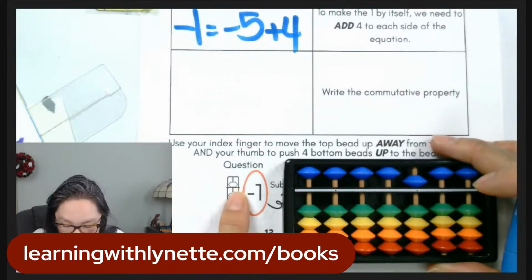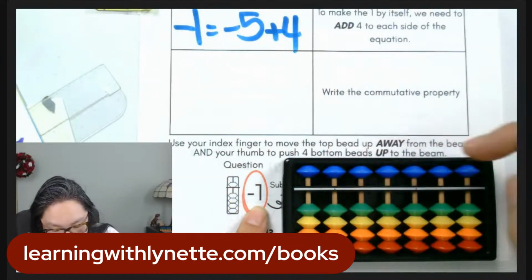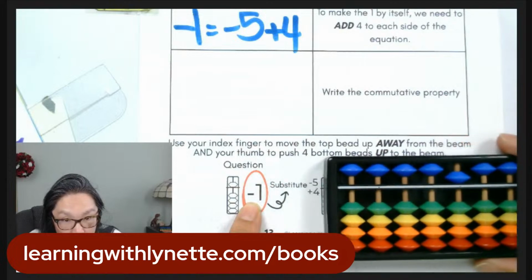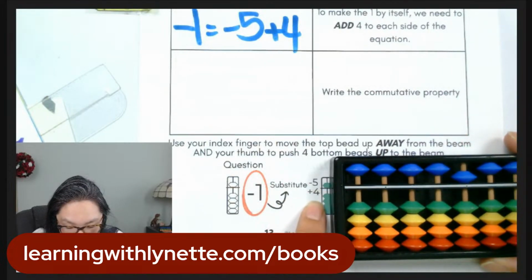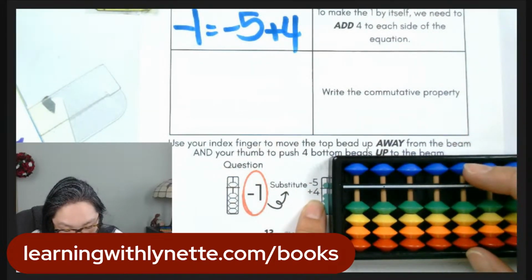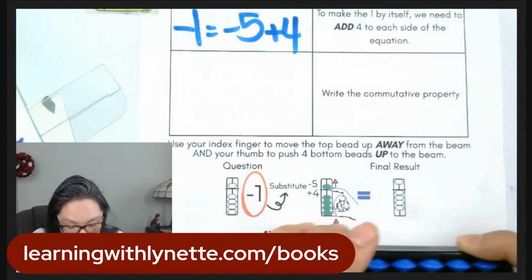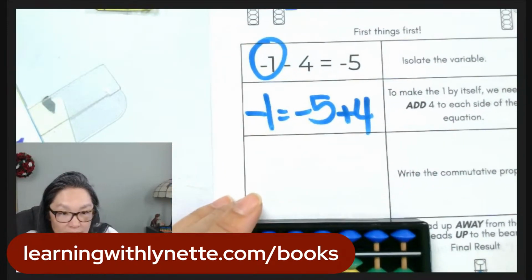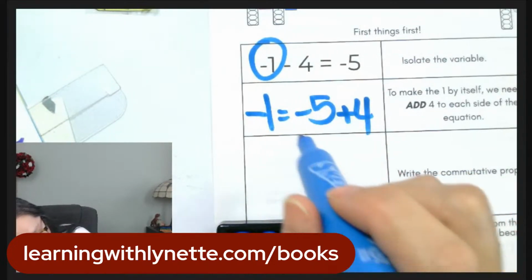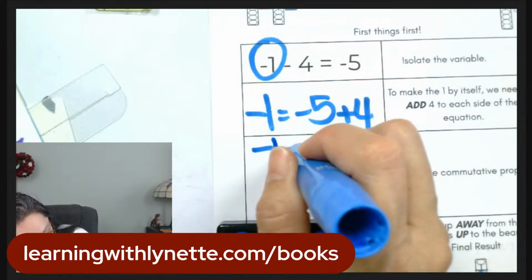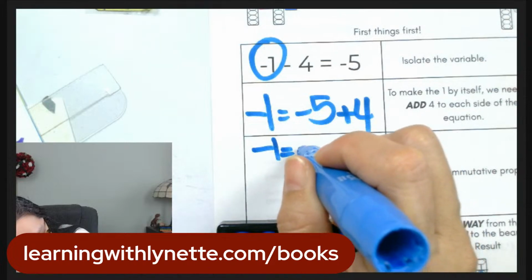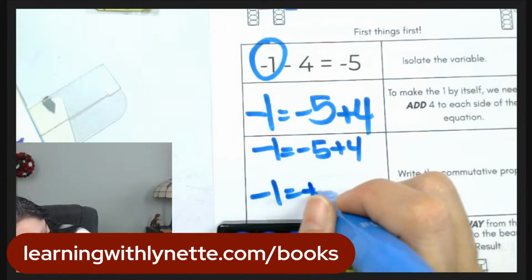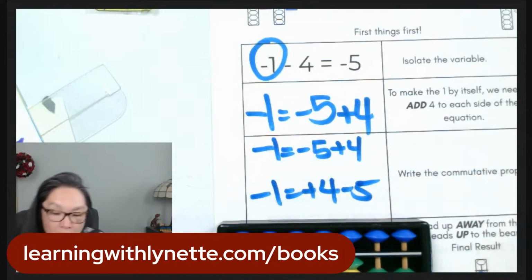So here's our question: 5 minus 1. So I have the 5 and I take away the 1. When I take away the 1, there's not enough. So I substitute minus the 5 and add the 4. So my final answer is 4. 1, 2, 3, 4. When I look at my commutative property, I want to make sure that I can write it both ways. Minus 5 plus 4, or plus 4 minus 5.